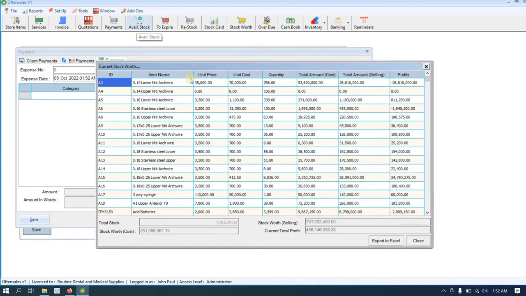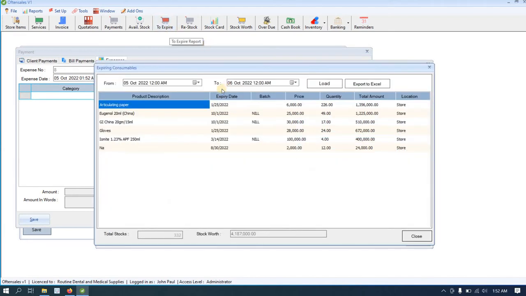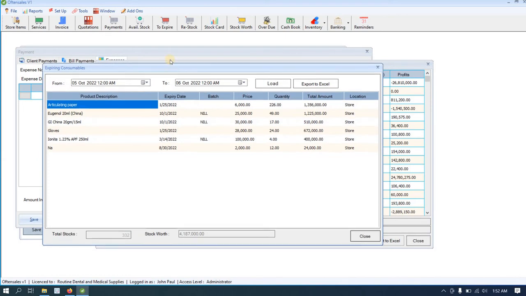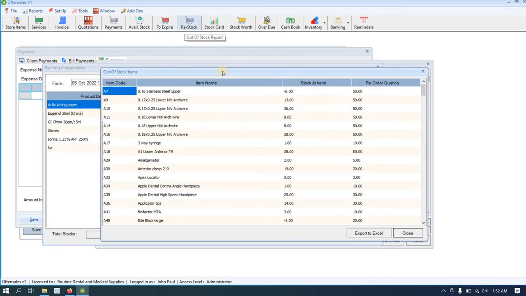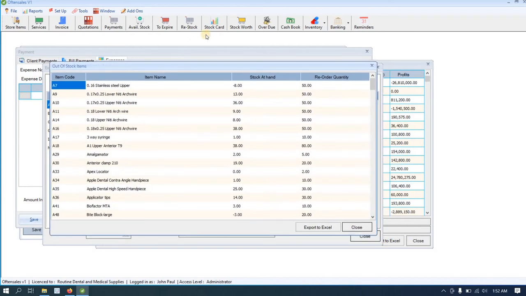An available stock will basically show you how much you bought at any particular time. To expire is just a list of items that are going to expire soon. Then restock is what you really need to buy. So we are out of stock for these particular items.